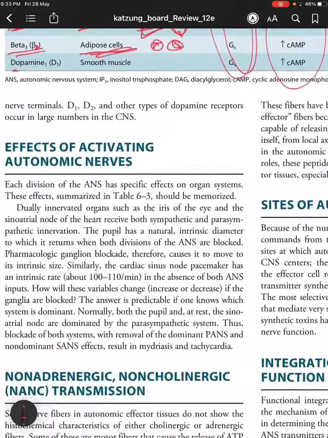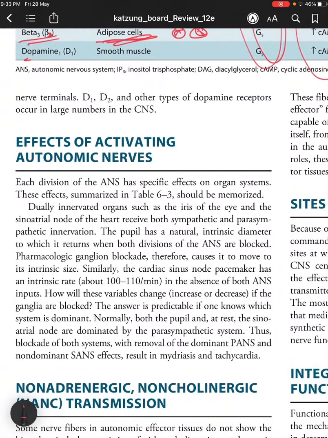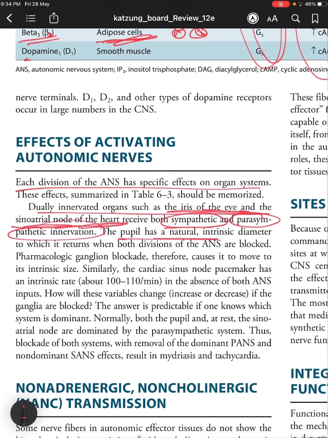So now coming to the effects of activating autonomic nerves. Each division of the ANS has specific effects on organ systems. These effects should be memorized. So dually innervated organs such as the iris of the eye and the sinoatrial node of the heart receive both sympathetic and parasympathetic innervation. The pupil has a natural intrinsic diameter to which it returns when both divisions of the ANS are blocked. Pharmacological ganglion blockade therefore causes it to move to its intrinsic size.